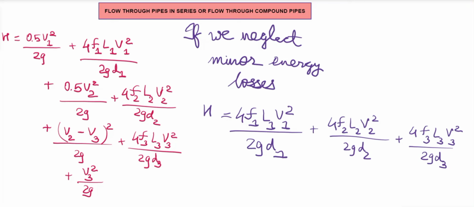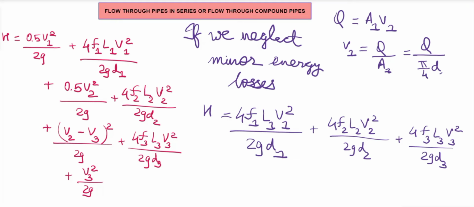We have the equation for discharge, which is Q is equal to A1 V1 equal to A2 V2 equal to A3 V3. Now from this, if I write V as the subject, then V1 is equal to Q upon A1, and area is equal to pi by 4 D square, which is pi by 4 D1 square. This 4 will go up, so V1 is equal to 4Q upon pi D1 square.